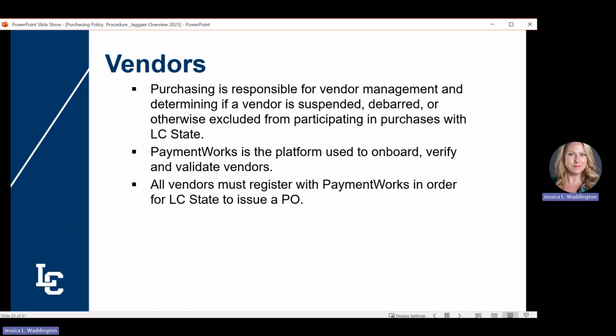The purchasing department is responsible for vendor management and determining if a vendor is suspended, debarred, or otherwise excluded from participating in purchases with LC State. PaymentWorks is the platform that we use to onboard, verify, and validate the vendors. All vendors have to be registered with PaymentWorks in order for us to issue them a PO.